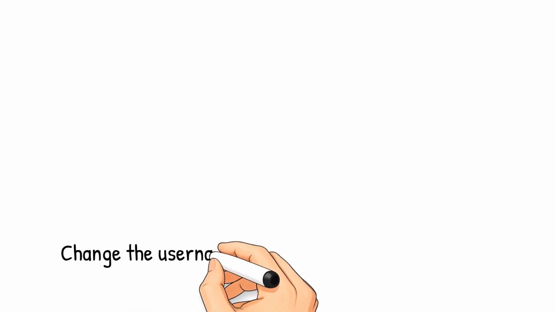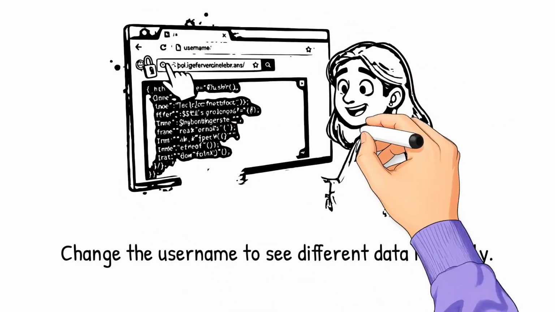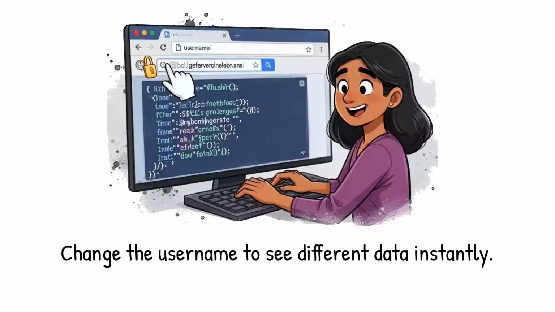Try changing the username at the end to your own GitHub name or a friend's and refresh. The data changes instantly. That's the power of an API. One simple address, live data on demand.